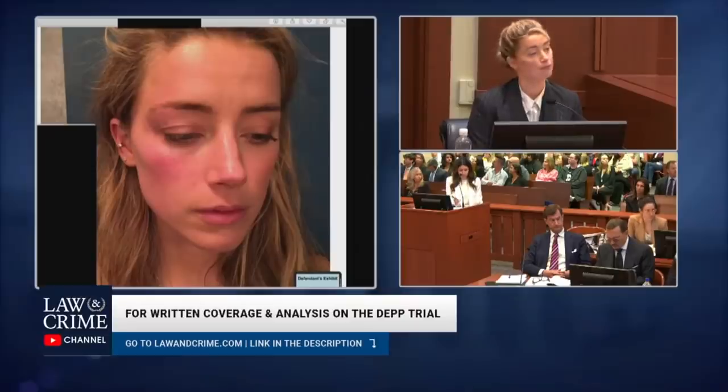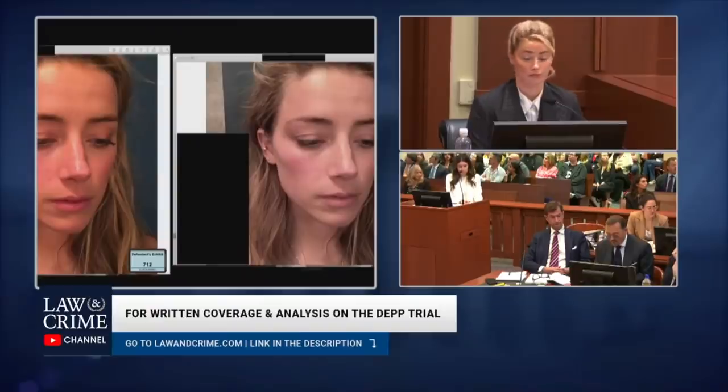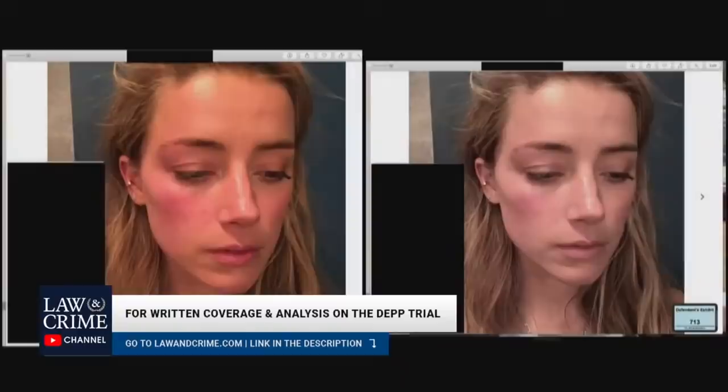I'm keeping this exhibit up. Can we please do a split screen and also pull up defendant 713, which has already been admitted? Ms. Hurd, you testified yesterday. This is also a photograph of you from the same night, correct? That is correct. You testified yesterday that the only difference between these two photographs is that the light was turned on. That's what it appears to be, yes.